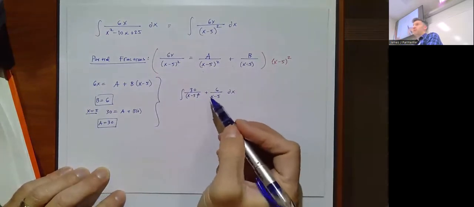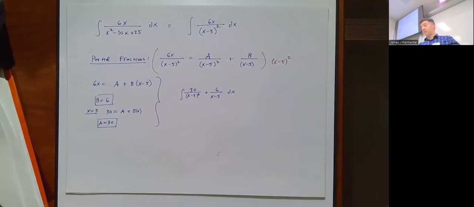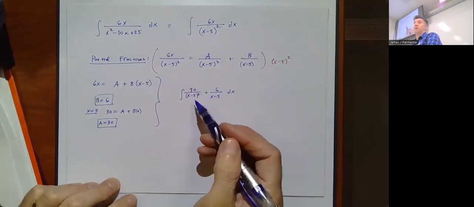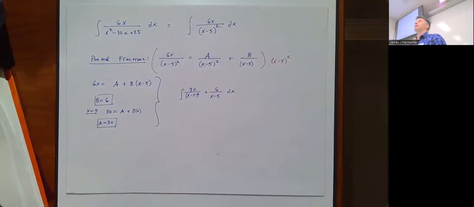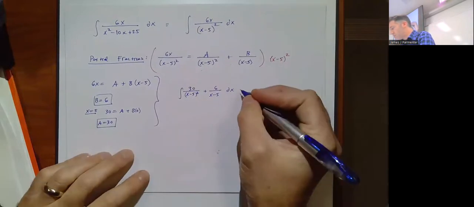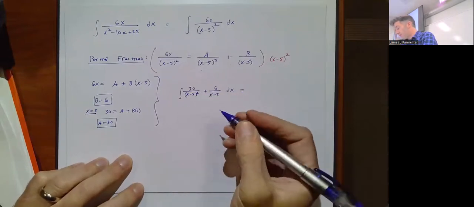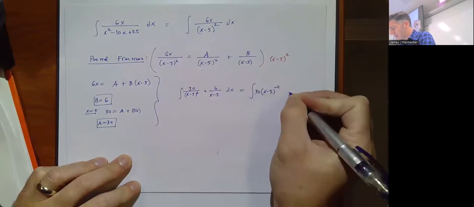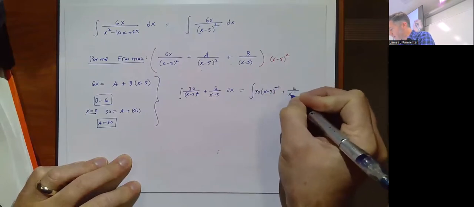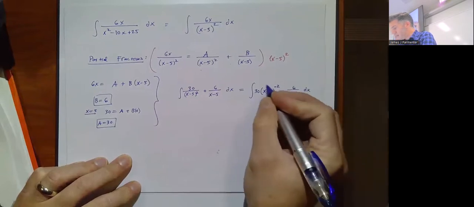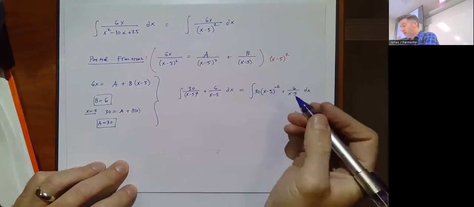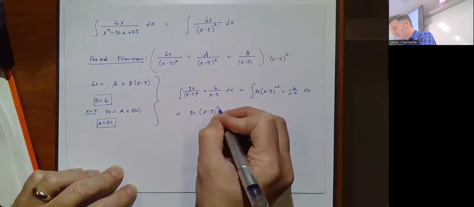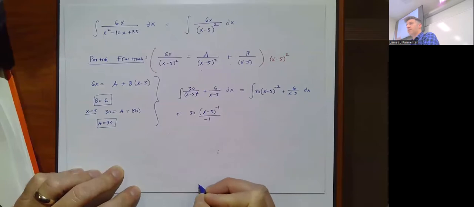The b over x minus 5 is going to integrate just like the previous problem we did. You're going to get 6 natural log of x minus 5. But this 30 over x minus 5 squared is not going to be a natural log. I should say its integral is not going to be a natural log. We need to rethink of that as the integral of 30 times x minus 5 to the negative second plus 6 over x minus 5. This part here, 30 times x minus 5 to the negative second, just gets the power rule. So that's going to be 30 times x minus 5 to the negative first, or negative 1.